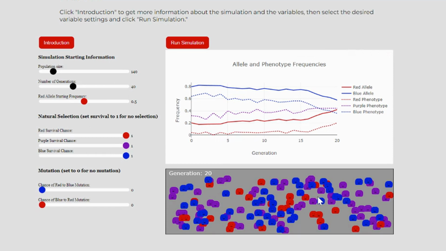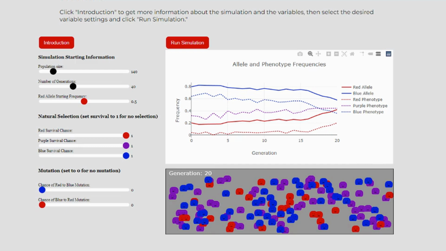Notice that this is a trait that expresses incomplete dominance. We have red individuals, blue individuals, and purple individuals. The purple individuals are heterozygous for the trait, carrying both one red allele and one blue allele. Here in the graph, you will also find that you have information for the allele frequencies as well as the phenotypes. We will not be using the phenotypes in today's lab, only the allele frequencies.